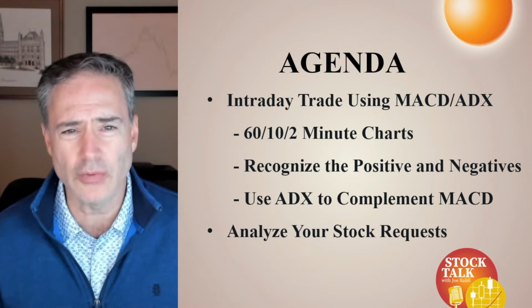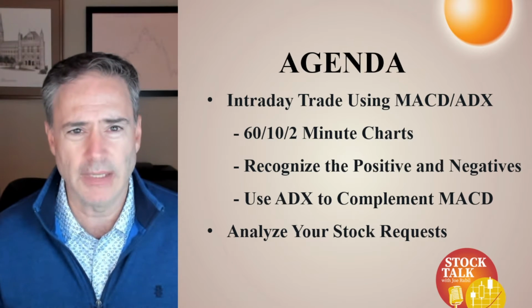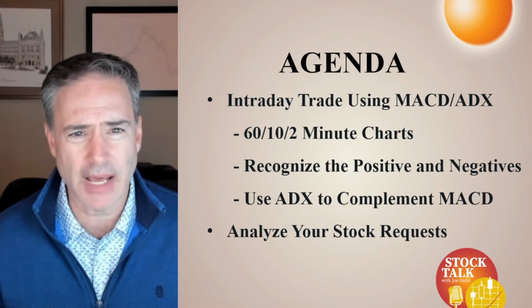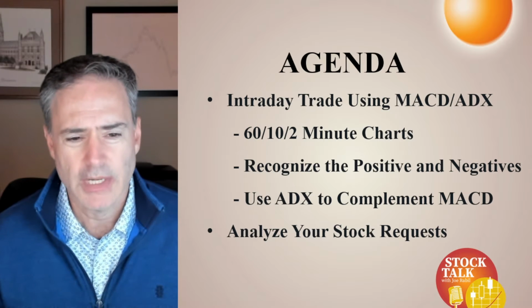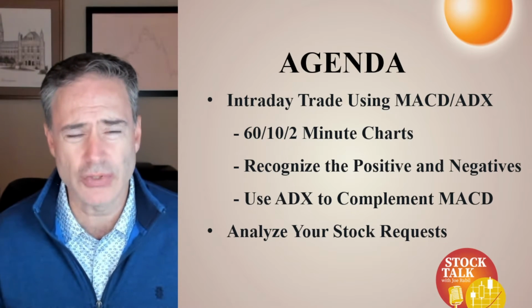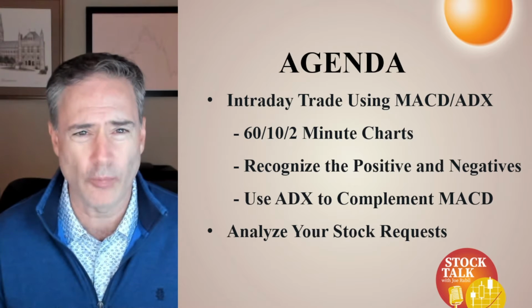So what I want to do is show an intraday trade of the S&P, and I'm going to use MACD and ADX in detail. I'm going to give a lot of detail on MACD and ADX on this example. We're going to use a 60-minute, 10-minute, 2-minute. I like to use time frames. When I look at the ratios between the time frames, I like it to be somewhere around 1 to 5 or 1 to 6, something like that.